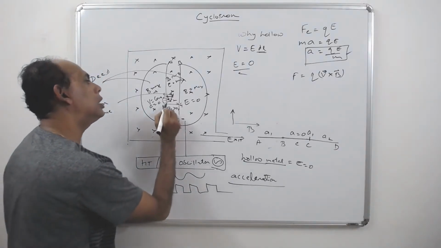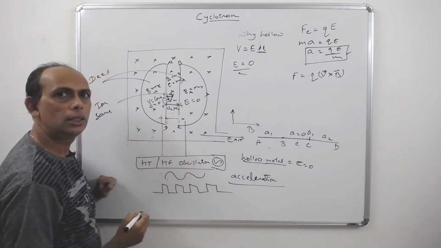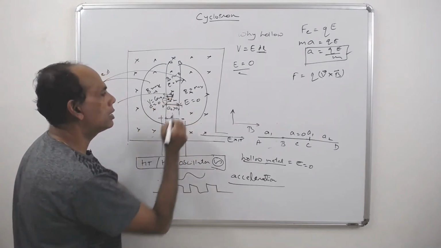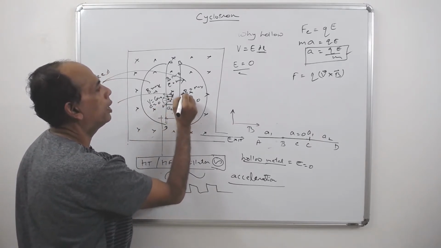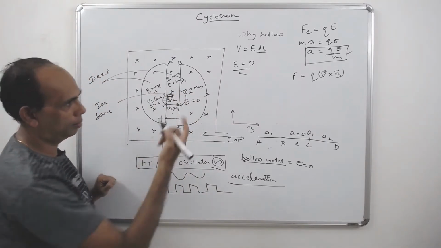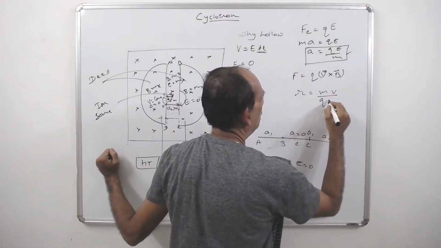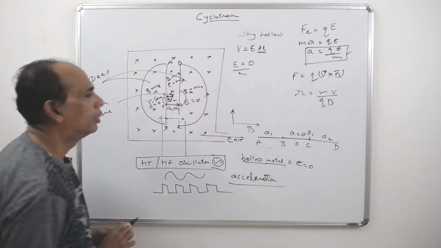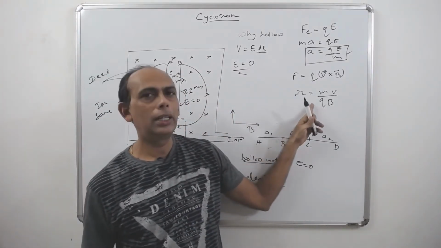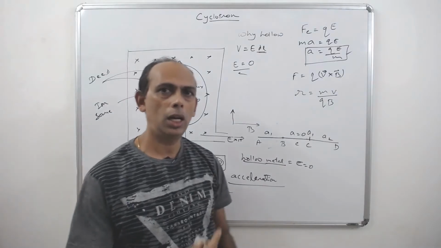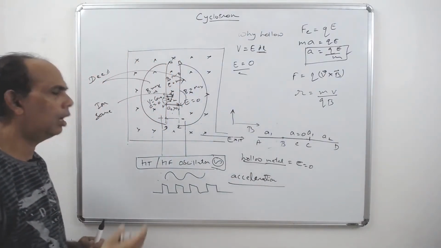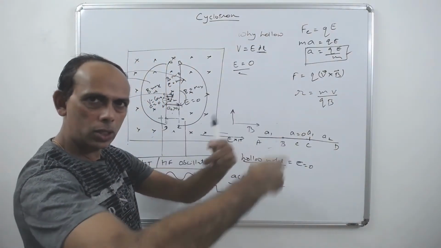Because it goes with a higher velocity, it will not go in the same radius, it will go with a bigger radius. Why? See, r is equal to mv upon qB. You remember this? This is the radius of the helix in which the charged particle moves. I mean, we can consider it as the radius of the circle.